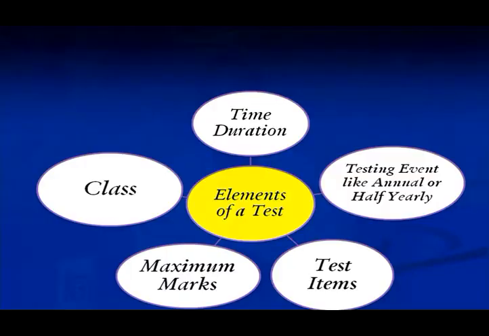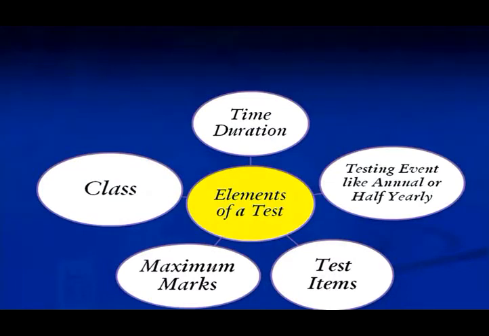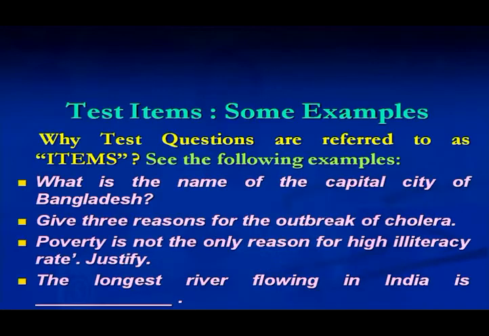Then another element of a test is testing event. That is annual test or half yearly test or unit test. Whether it is a half yearly test or unit test or an annual test. Then the test comprises of items. Items means questions. So test is comprised of questions. So these are the elements of a test: class, subject, time, maximum marks, test items, and for what purpose or for what duration. Half yearly test is that, or unit test is that, or weekly test is that.